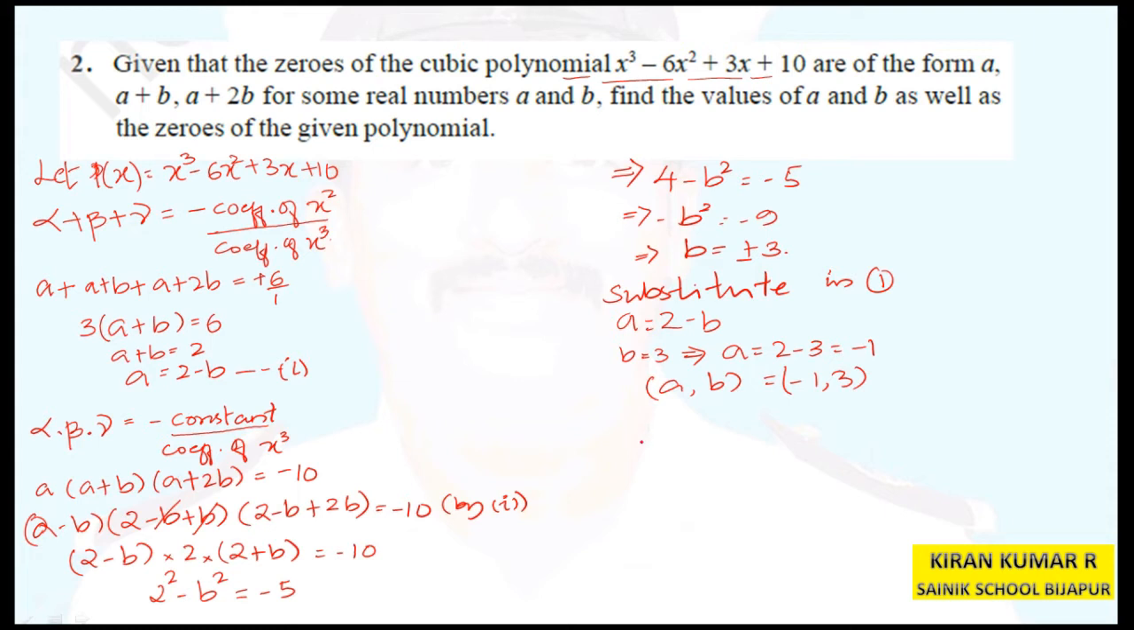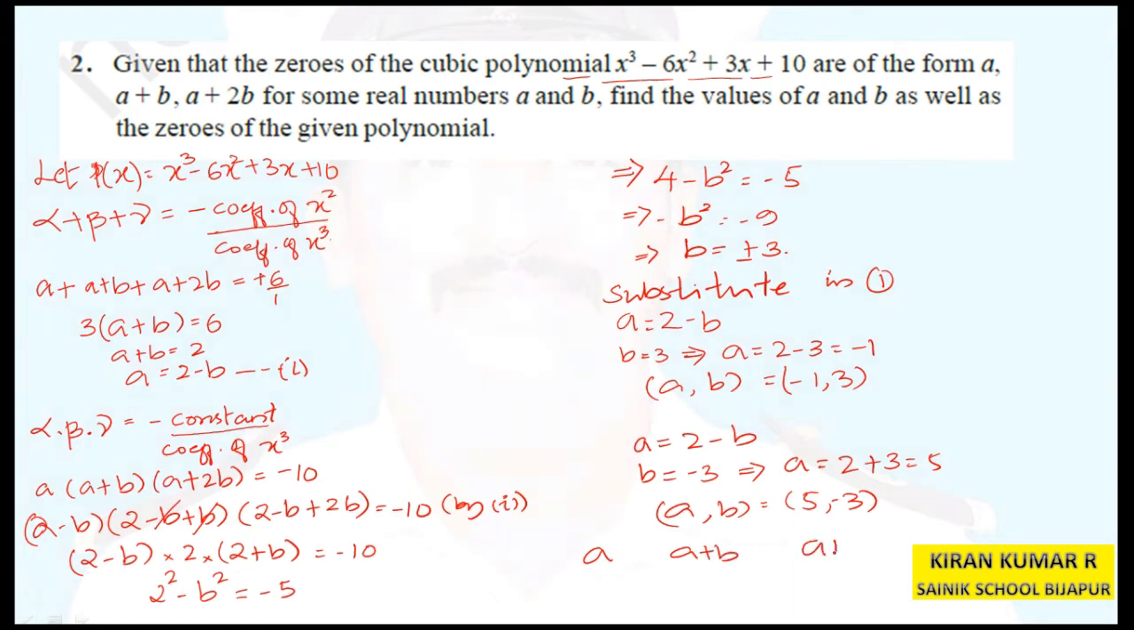Same way, if you take b as minus 3, you will be getting a minus b as 2 plus 3, which is equal to 5. So a and b values are 5 comma minus 3. These are the zeros a minus b, a and a plus b.